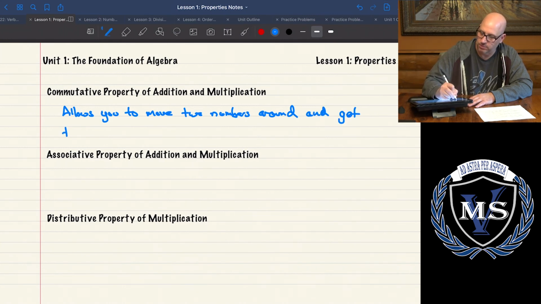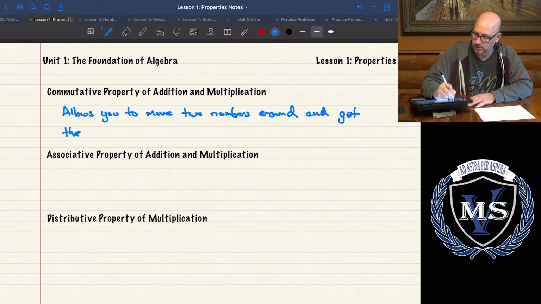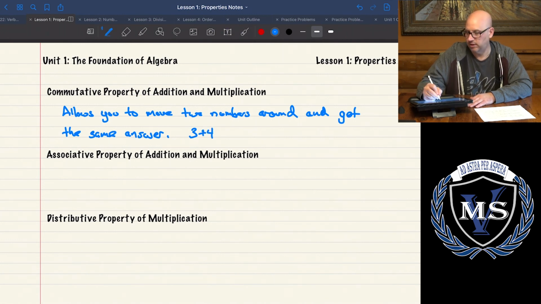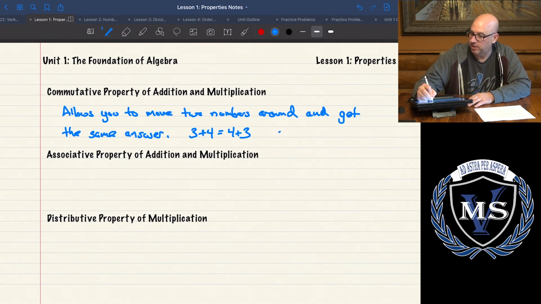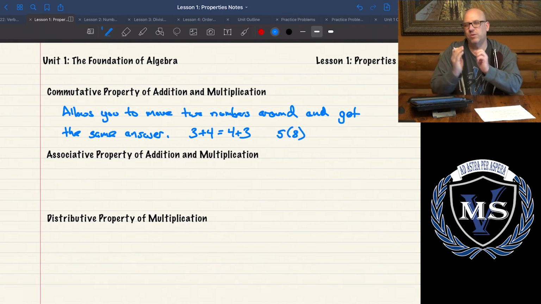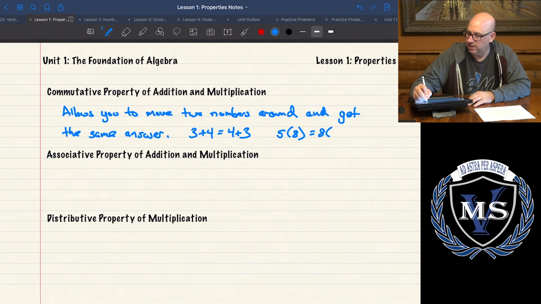I'm going to use some very simple problems to demonstrate this. Okay, so for example, if I was doing addition, 3 plus 4, that's equal to 7. And 4 plus 3, that is also equal to 7. That's the commutative property. They commuted or moved around. If it was multiplication, the same type of thing. I could have 5 times 8. Did you know that parentheses, by the way, when you have a number right next to a parenthesis, that means multiplication? It does. That's the same thing as 8 times 5.